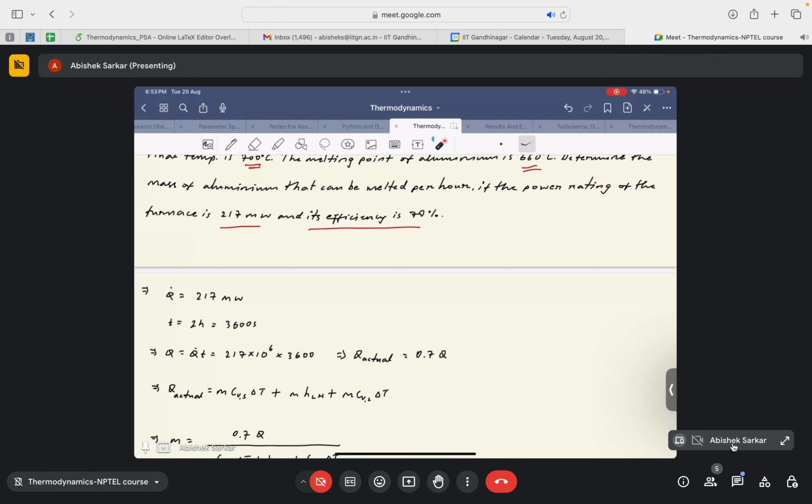so now this heat should be equal to M into CVS, where CVS is the specific heat for the solid aluminium, into delta T, the temperature change during the solid aluminium phase, plus M into HLH, where HLH is the latent heat, times the mass of the aluminium, plus M into CVL into delta T, where CVL is the specific heat for the liquid phase aluminium, and delta T is the net change in temperature during the time when the aluminum is in the liquid phase.